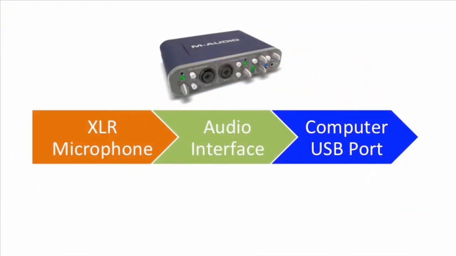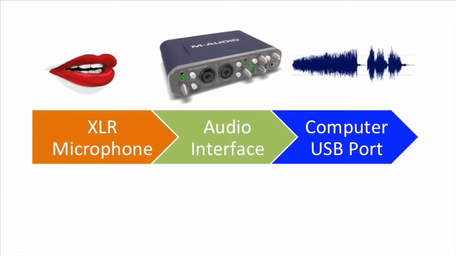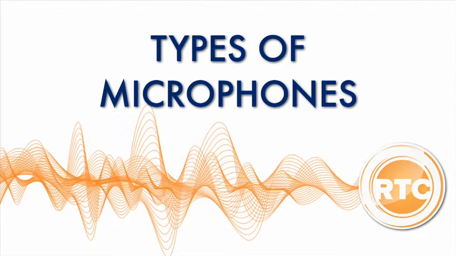Basically, the audio interface is converting the analog signal, which is you talking, into the digital signal, which is the waveform that appears on your screen. So if you're using a USB microphone, you don't need an XLR cable. The USB plug goes right into the computer.